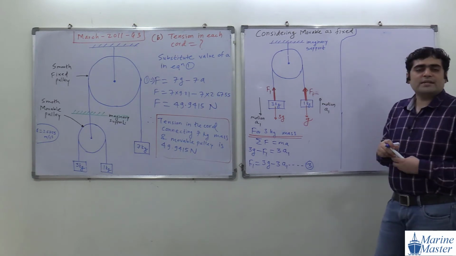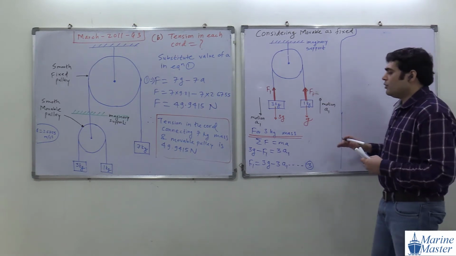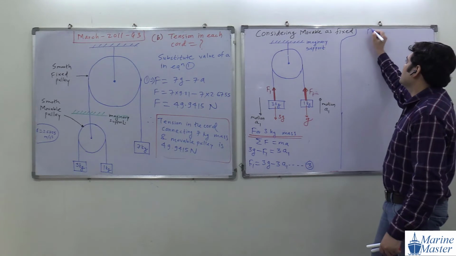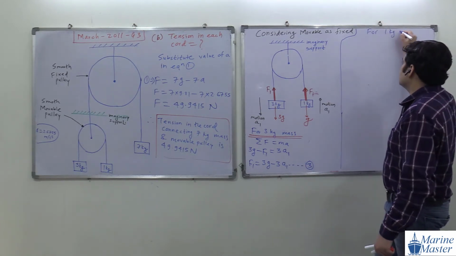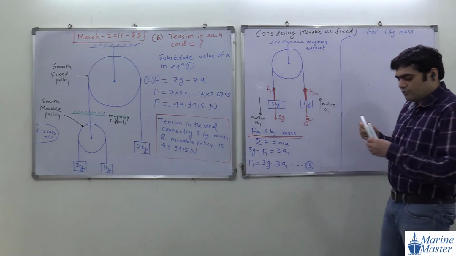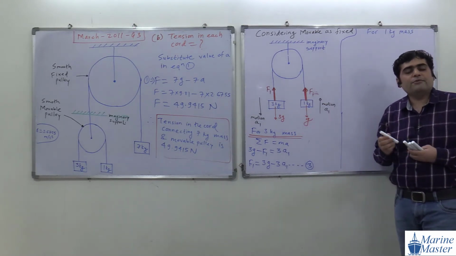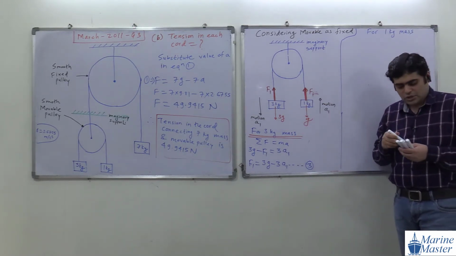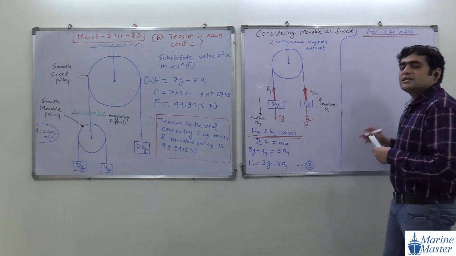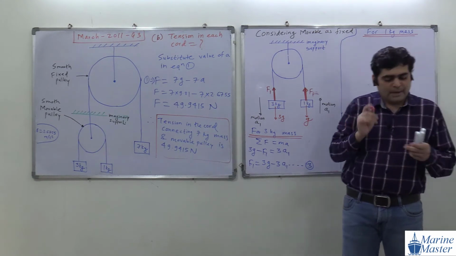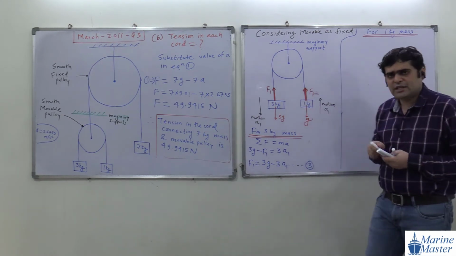Now what is the next point here? Next we are going to consider the 1 kg mass. Again for the 1 kg mass, we are going to apply Newton's second law of motion. What does Newton's second law of motion say? Summation of force is equal to mass into acceleration. Everyone try to see the scenario.